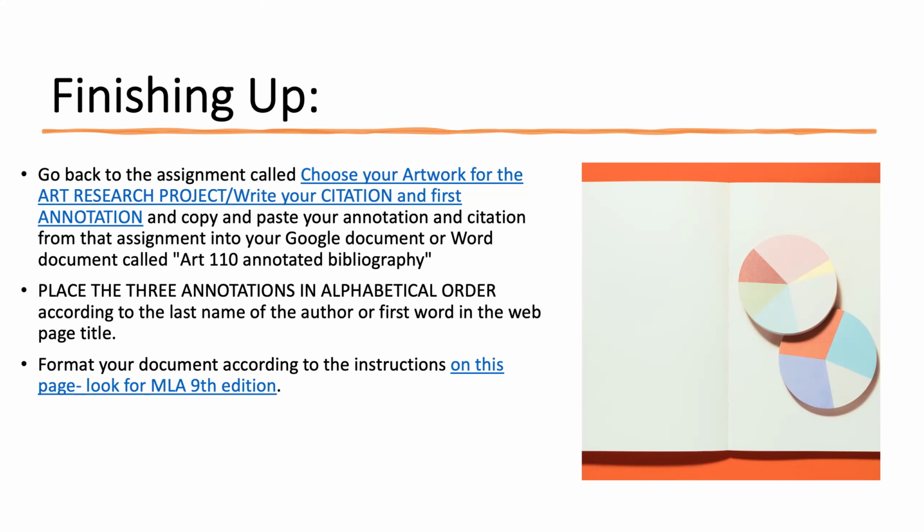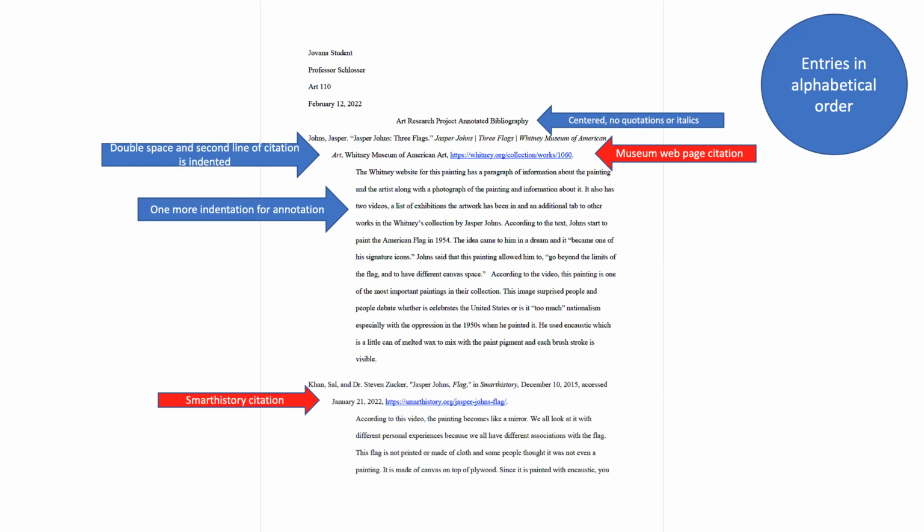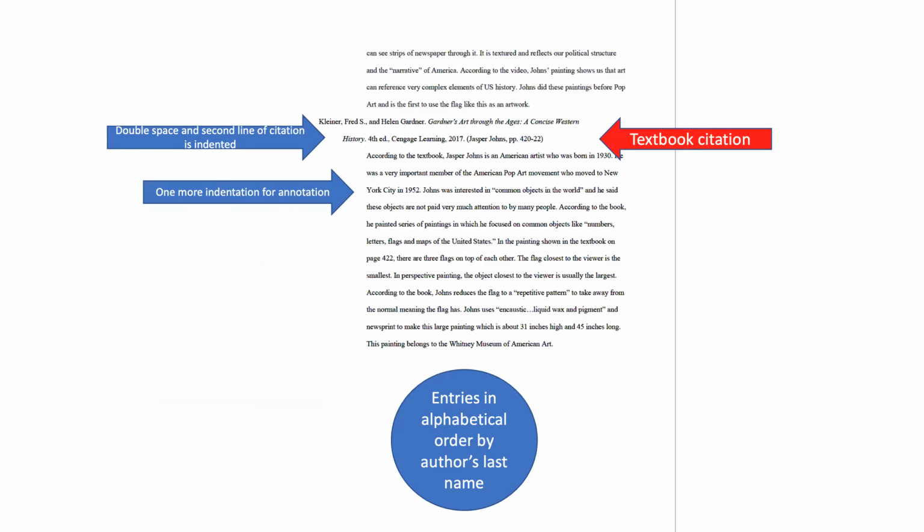So again, if you look at this PDF on the Canvas site, you can click on this. There's some instructions on the CSUN library page. And again, that's what it should look like.